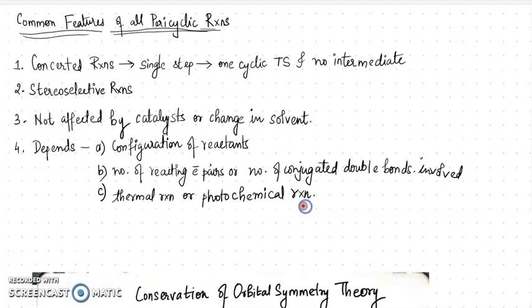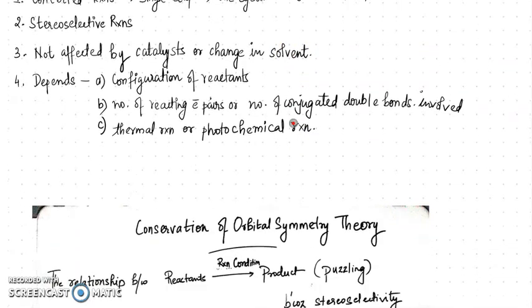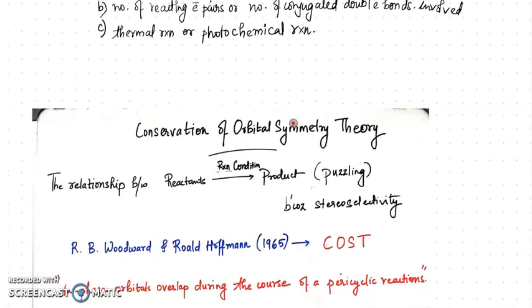In the next video, we will be talking in detail about the theory that was actually used in order to explain the pericyclic reaction, and that is nothing but the conservation of orbital symmetry theory. Now, what that is, I'll be discussing in the next video.